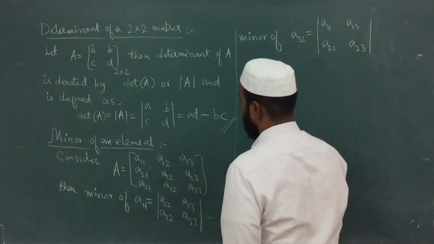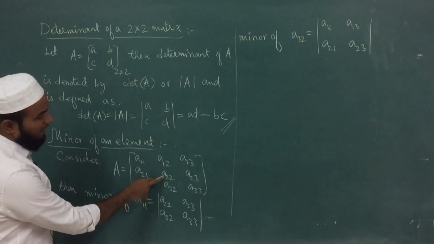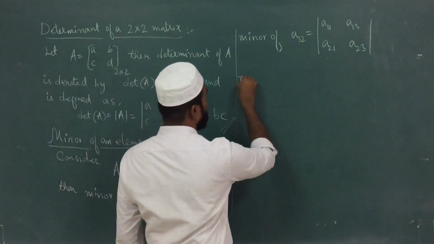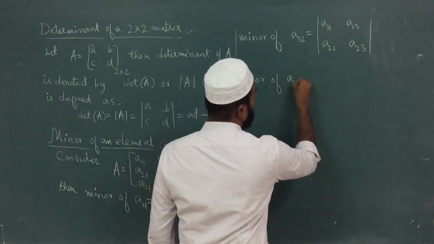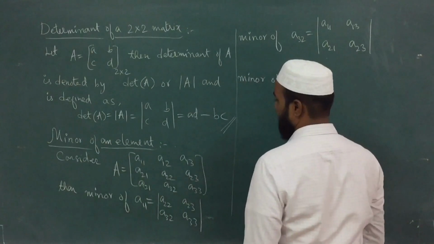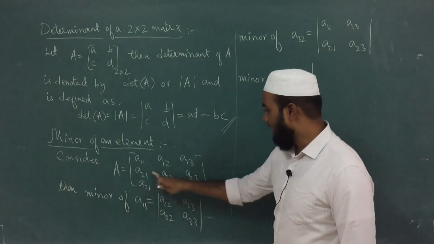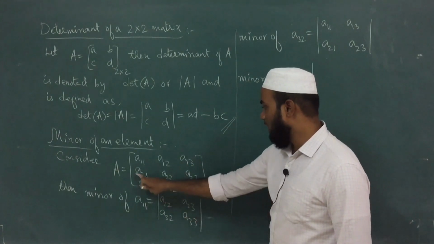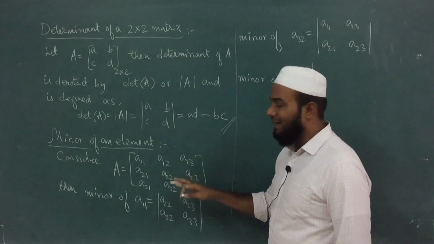This is how we define minor. We will consider one more entry. For example, consider A22. How do we define the minor of A22? The minor of A22 is nothing but this: A22 is present in the second row and second column. You ignore the second row and second column. Whatever entries are remaining, you find the determinant of that.